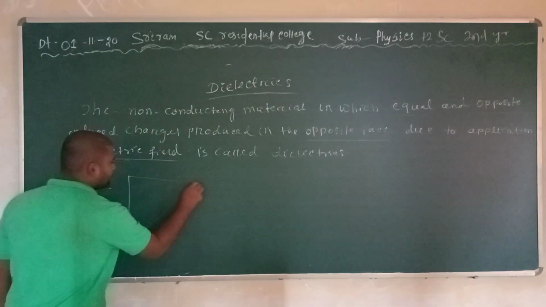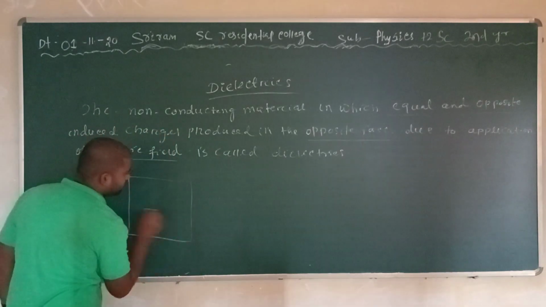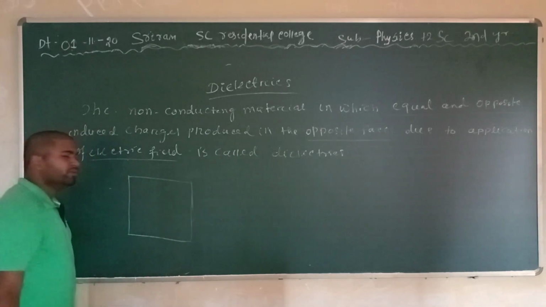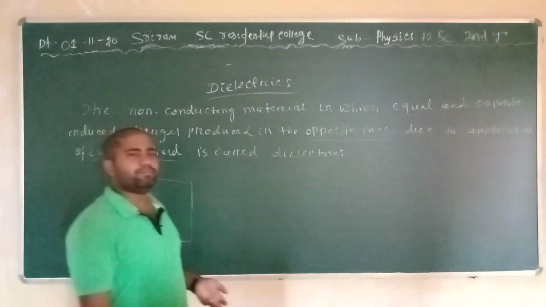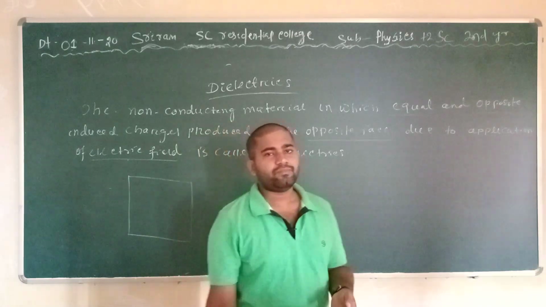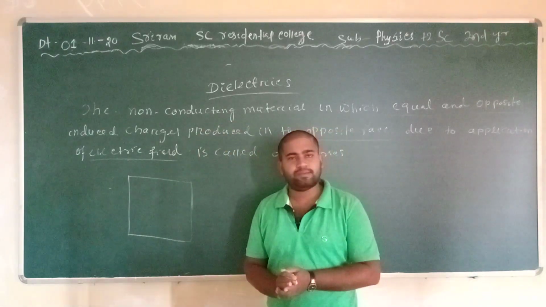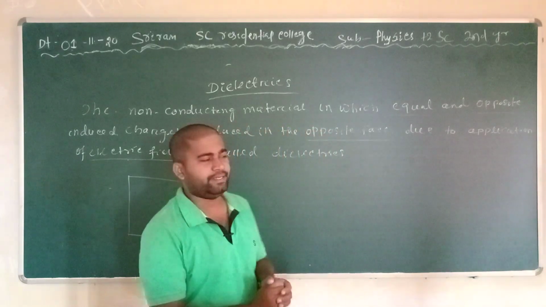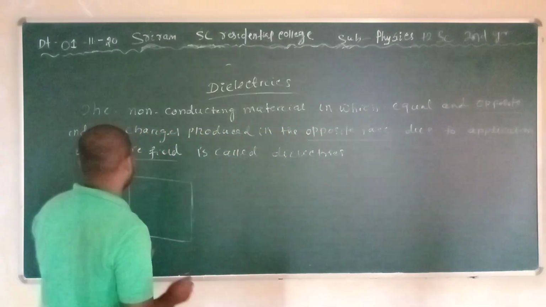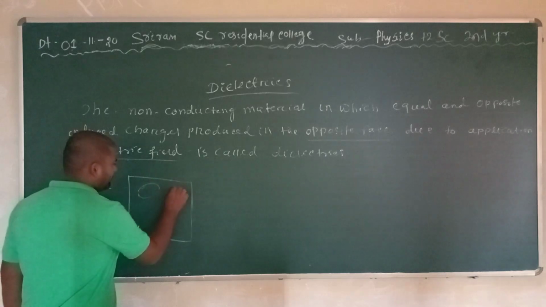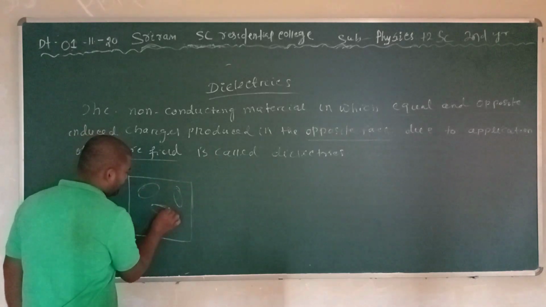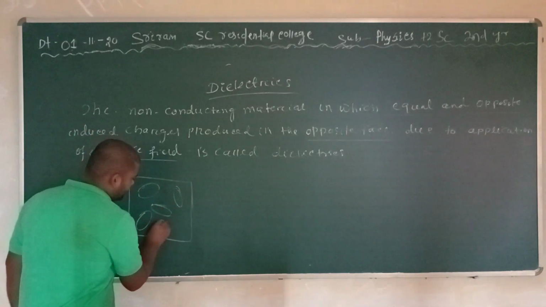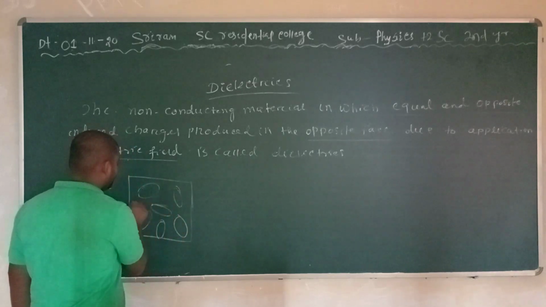If we observe a dielectric in the absence of electric field, suppose this one is a dielectric material. Inside the dielectric material there is the presence of electric dipoles, but the electric dipoles are randomly oriented. Suppose these are my electric dipoles present in between the dielectric in the absence of electric field.